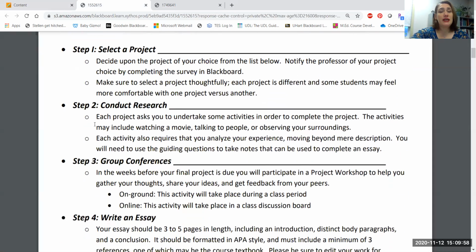Just like the other project, we are looking at it in different steps. I've given you 4 different steps here. The first one is to select a project, and that's what most of this video is going to focus on, is selecting your project. After that is conducting research, which is mostly individual. Step 3 is group conferences. And depending on whether you are on ground or online, that'll look a little bit different. Quite honestly, where we are still in the middle of the COVID pandemic, I'm going to really push for more online conferences. And that's something that I'll be showing you in the coming weeks.